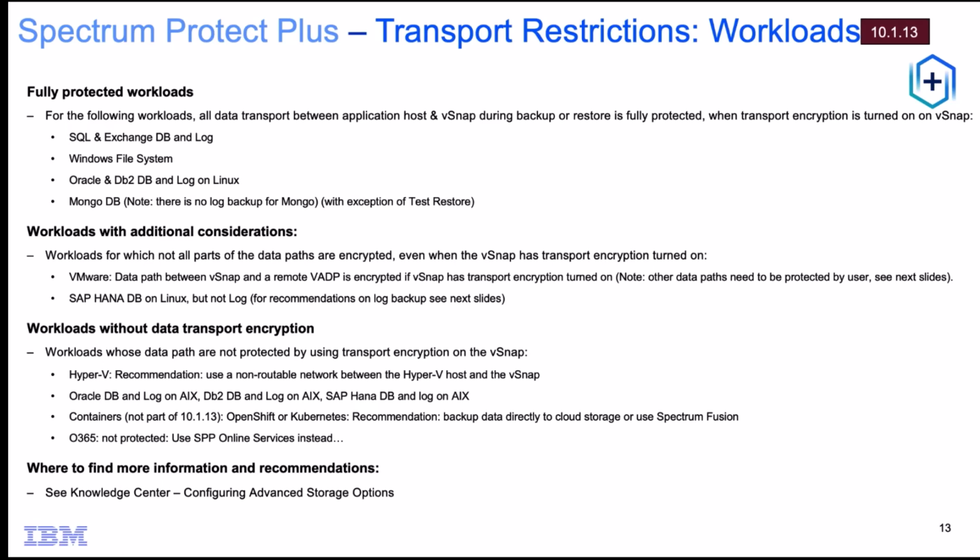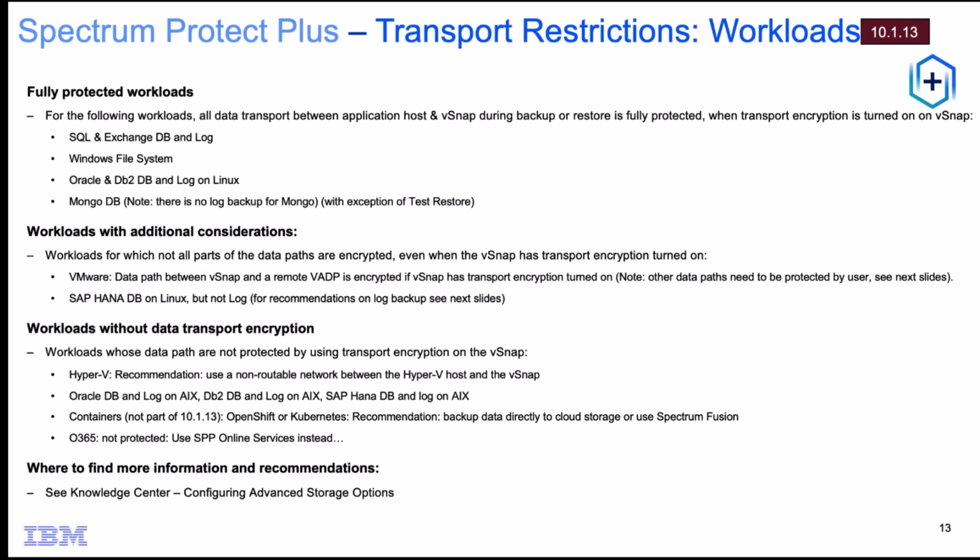There are some workloads, however, that data encryption is not available on, and here is some information on those. First of all, Hyper-V. The recommendation there is to use a non-routable network between the Hyper-V host and the vSNAP. Oracle database and log on AIX, DB2 database and log on AIX, and SAP HANA database and log on AIX. Those are ones that we continue to work on enhancing transport encryption to support those workloads on AIX.